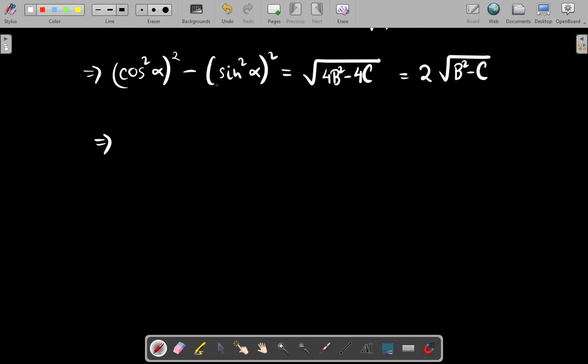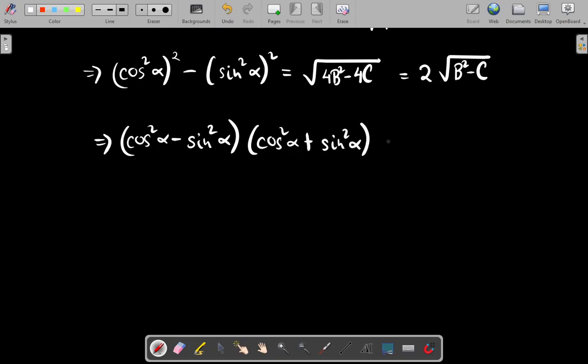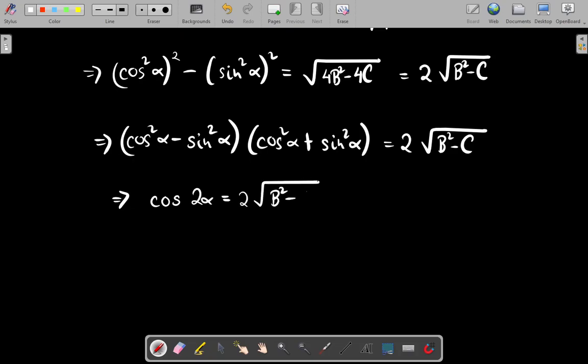So if we do the a square minus b square from here, this will give us cos square alpha minus sine square alpha times cos square alpha plus sine square alpha. This is equal to 2 times square root of B square minus C. So this is again cos 2 alpha and this is 1, right? So cos 2 alpha is equal to 2 times square root of capital B square minus capital C.